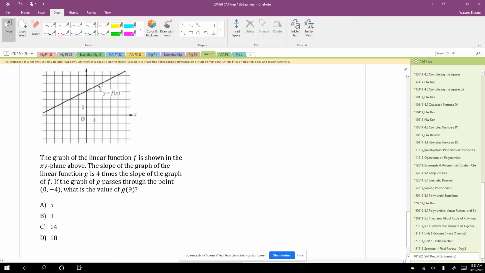So use your graph. Okay, recognize the scale, and the scale is going by 1, so we're good there. So we can use our graph and count. Take a point, go up 1, go to another point, a lattice point, over 2. So the slope of f of x, let's write this down, is 1 over 2. That means that the slope of g of x, it tells us is 4 times that, so 4 times 1 over 2, which is 2. Okay, so that's important to know.